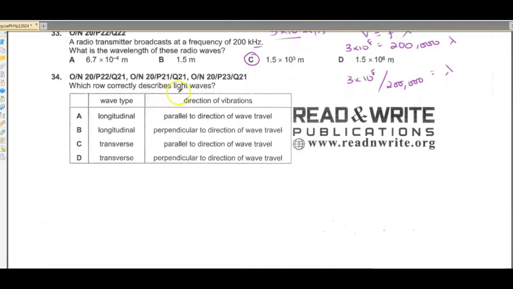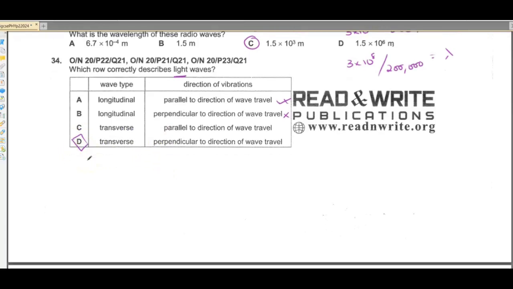Which row correctly describes light waves? Wave type longitudinal, parallel to the direction of the wave travel. Yes, direction of vibration is correct. No, this one is not correct. Transverse. Okay, we have to describe the light wave. So this might be correct, but light wave is a transverse wave, and its direction of vibration is perpendicular to the direction of the wave. So D is our correct answer.